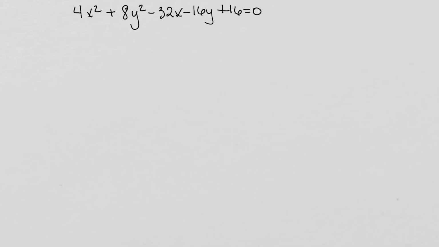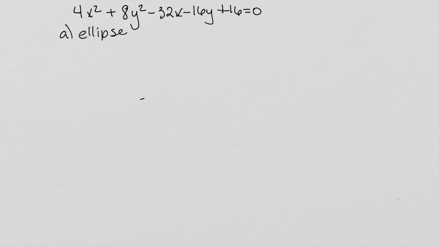Problem 3 asks us to consider 4x squared plus 8y squared minus 32x minus 16y plus 16 equals 0. So we notice that there's an x squared term and a y squared term, so this is not a parabola. Both of those terms are positive, so this is not a hyperbola, but there's a different coefficient on the x squared term and the y squared term, so that makes this an ellipse.